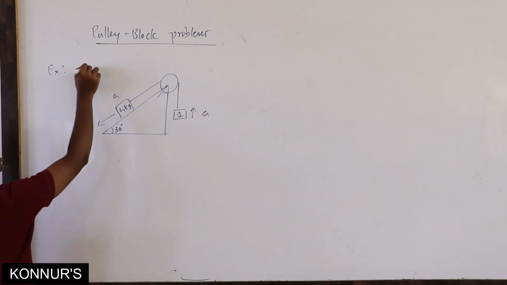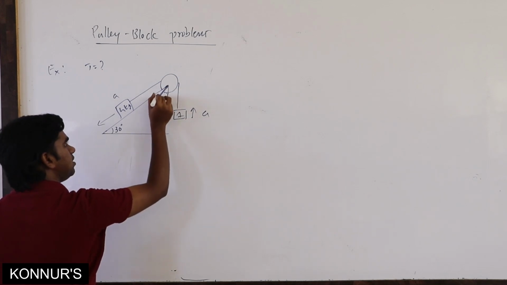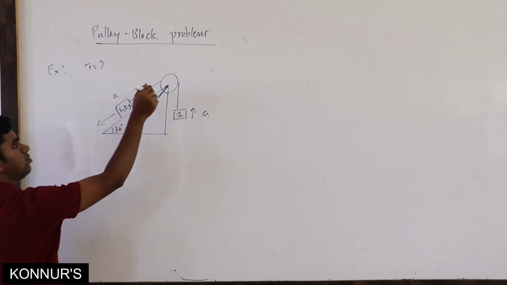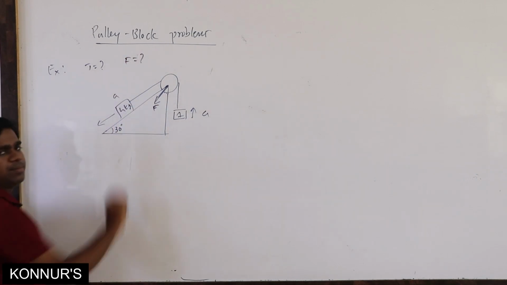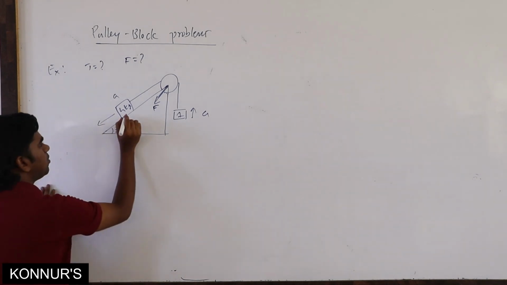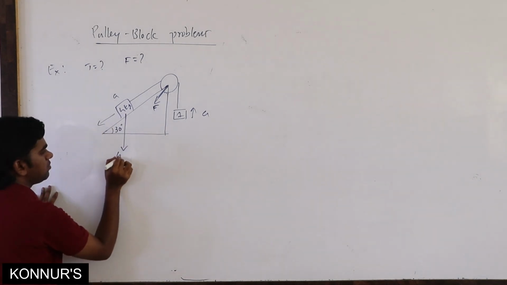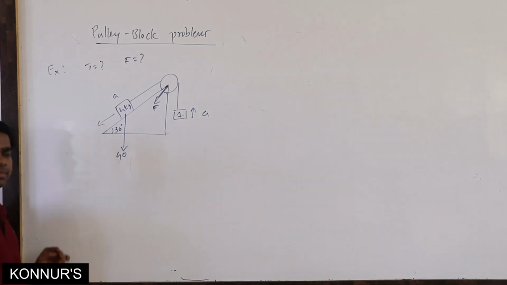What they may ask is the tension, or they may ask what is the net force acting on the block by the pulley. That also they may ask, this force they may ask. So how can we solve this one? Here what is the downward force? Downward is 4 into g, or simply you can take it as 40.